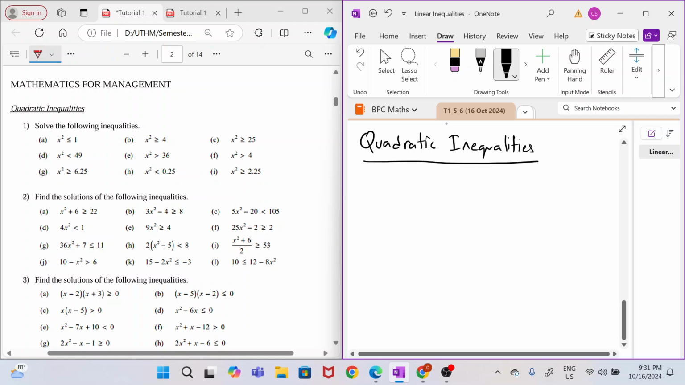Now I'm going to do maybe one A here. One, I can write it as 1 square. And as I told you earlier in the class, there's a formula a square minus b square is equal to a plus b, a minus b.